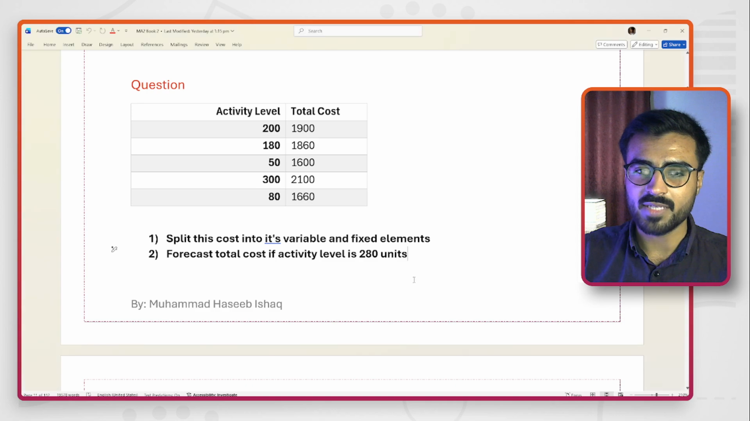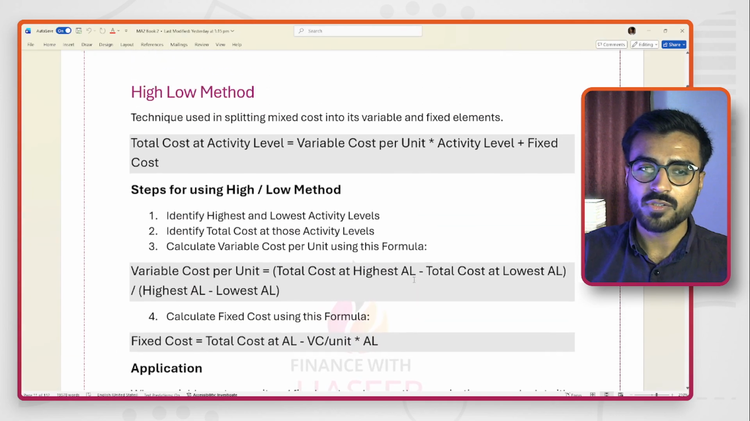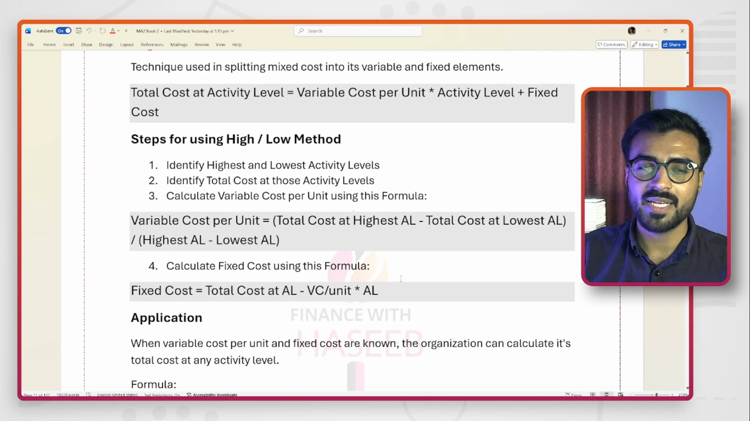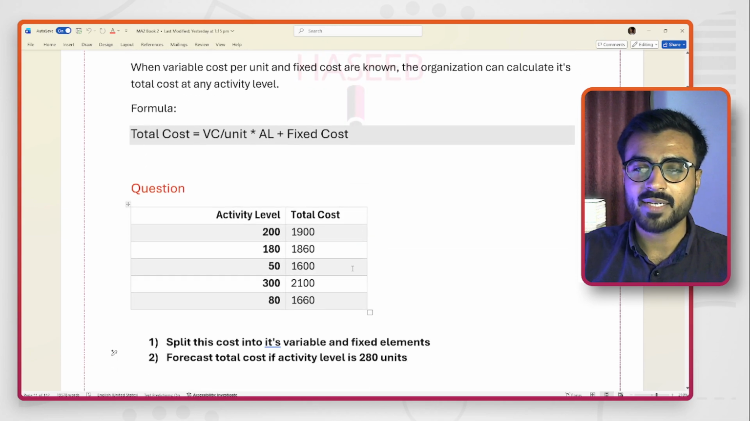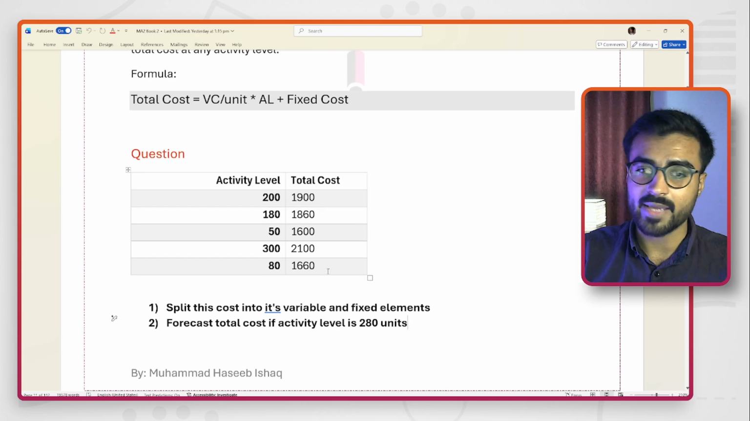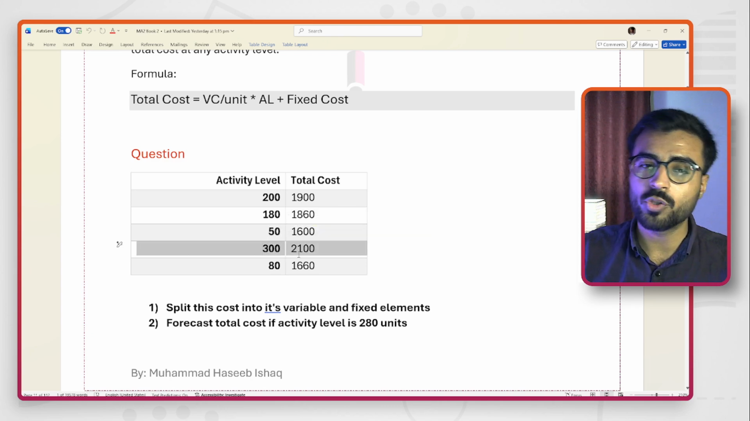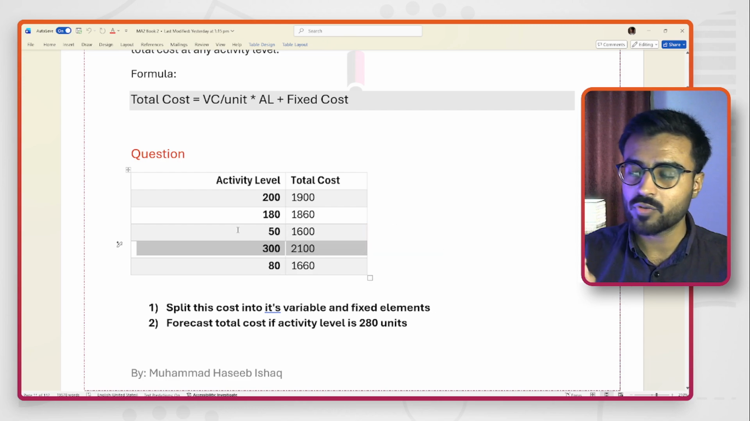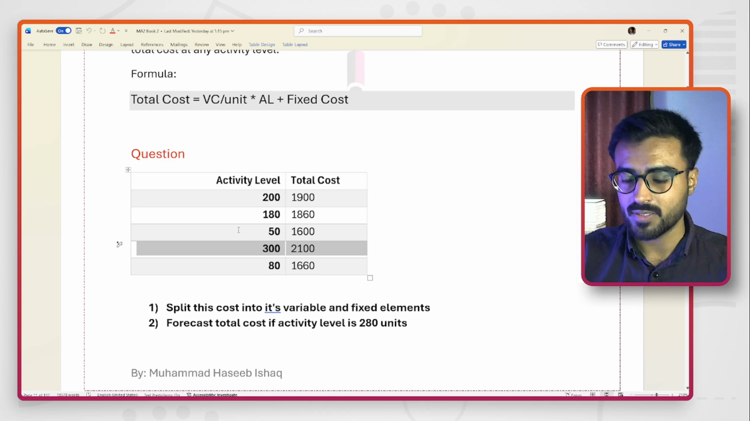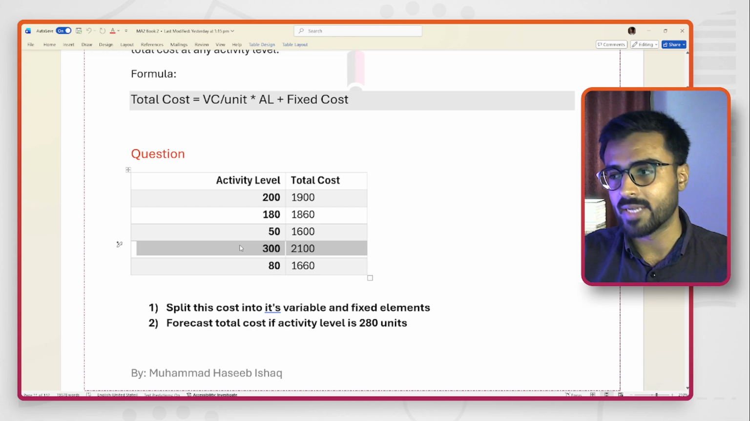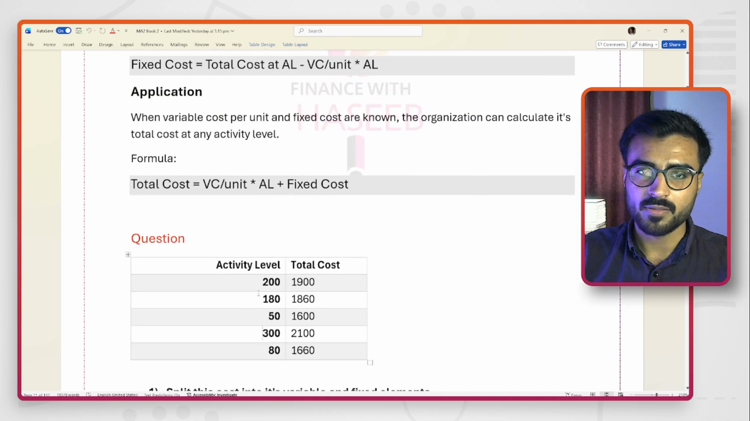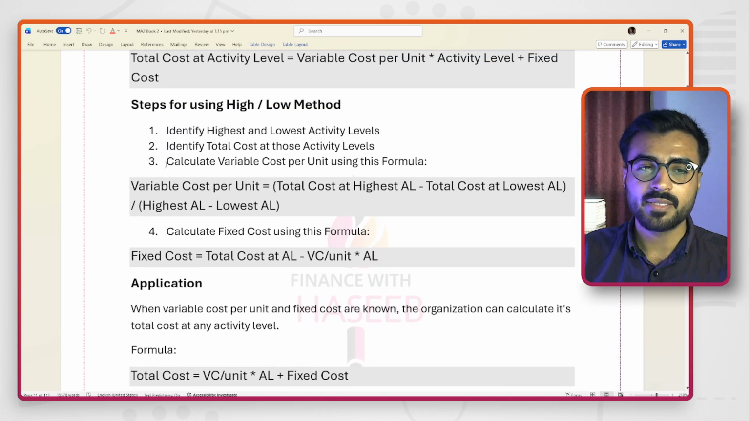So this was all. This is the high-low method. It is very easy to apply. You just need to remember these steps. One common mistake is that sometimes students select the highest cost or lowest cost. This is wrong. You have to first identify the highest and lowest activity levels, right? And then you have to identify the cost at those activity levels. You don't have to identify the highest or lowest cost. You have to identify the costs at those highest and lowest activity levels. So this is step 2. And then step 3 is very simple.